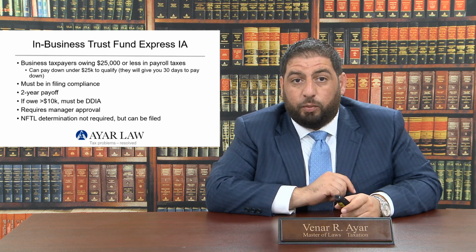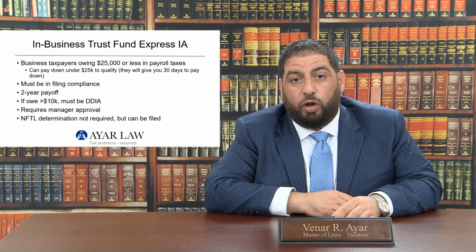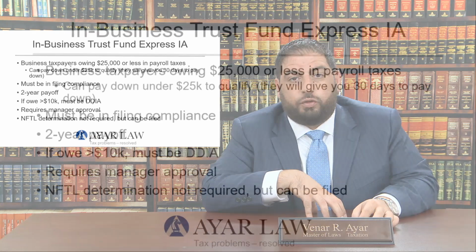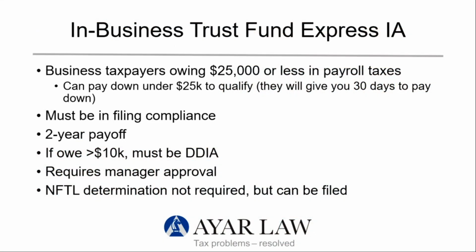The other type of streamlined installment agreement is called an in-business trust fund express installment agreement. Whereas the streamlined payment plans are for individuals, this is for business taxpayers who owe $25,000 or less in payroll taxes. If you owe more than $25,000, you can offer to pay it down under the balance to fit within these guidelines. If you want an in-business trust fund express IA, they'll give you up to 30 days to make the payment.